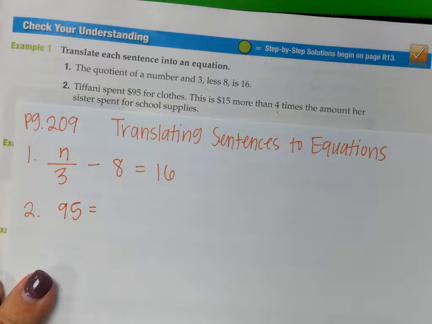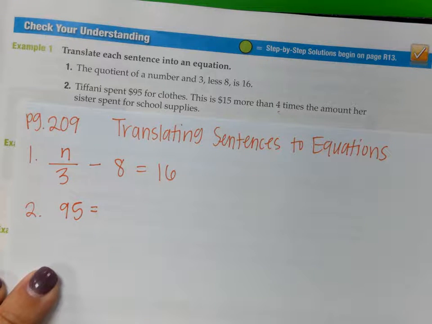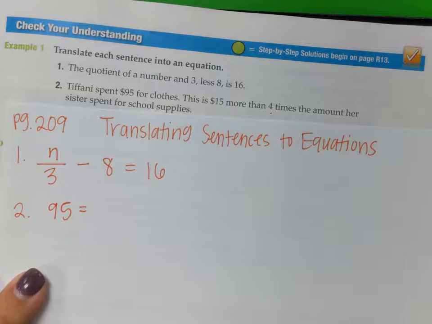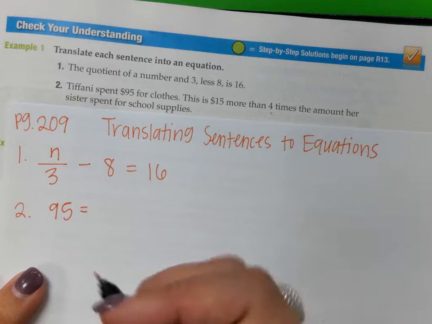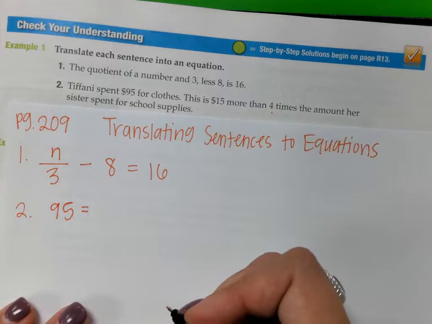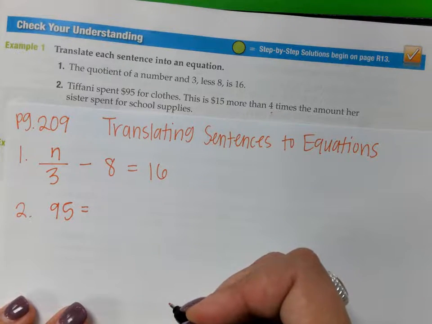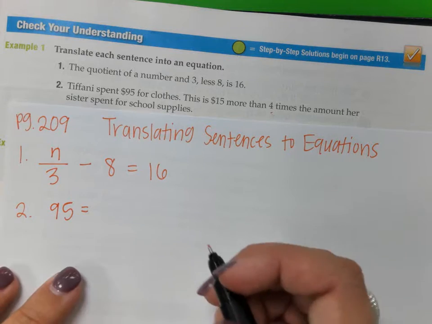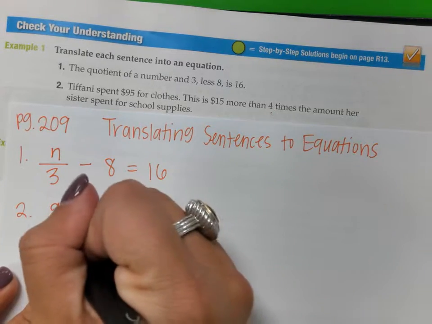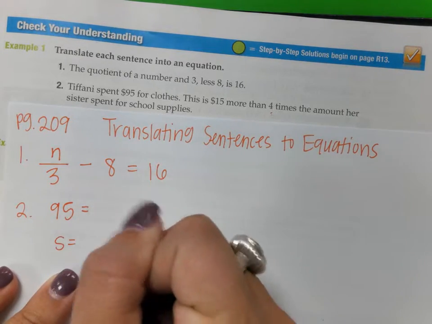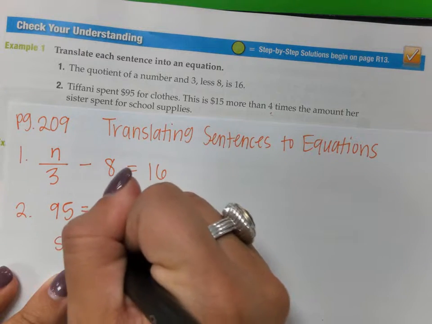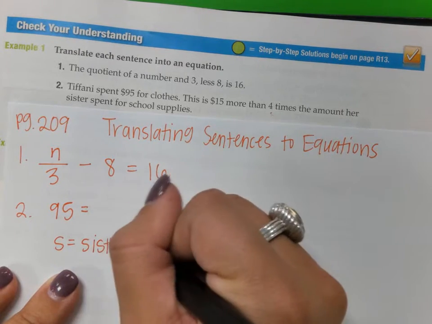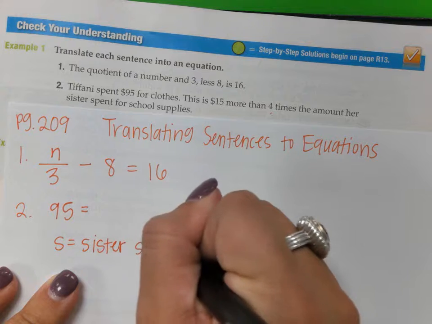It says that this is 15 more than 4 times the amount her sister spent for school supplies. So we need to define a variable. So what variable do we think we're going to use? What are we looking for here? S. S for sister or supplies, either one. So 4 times S. What do we have?